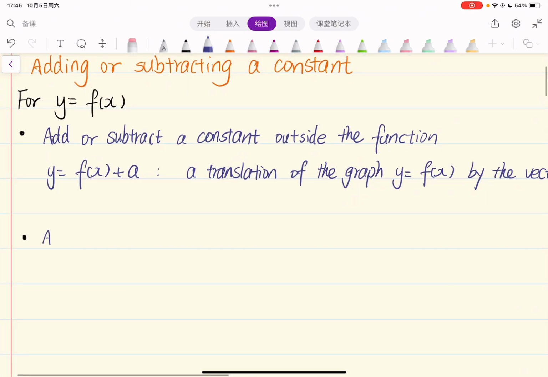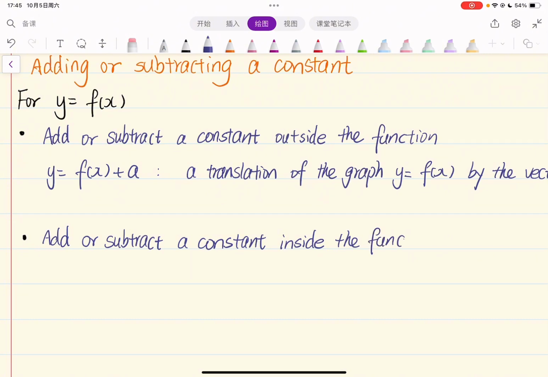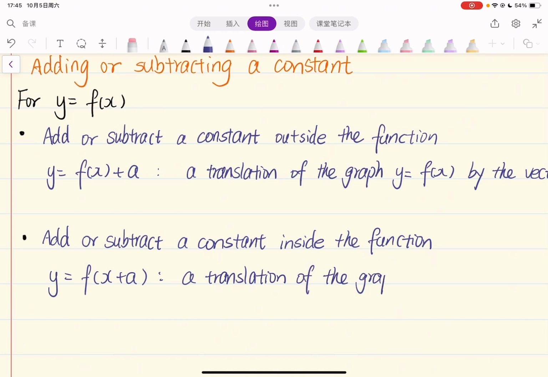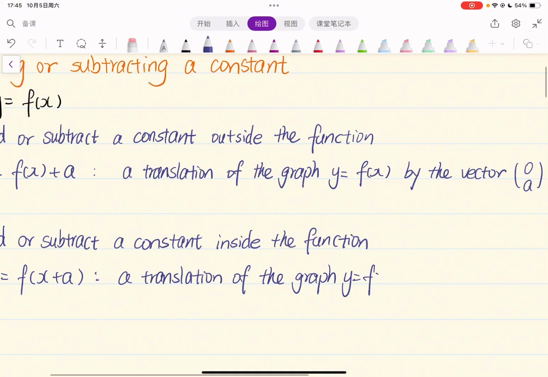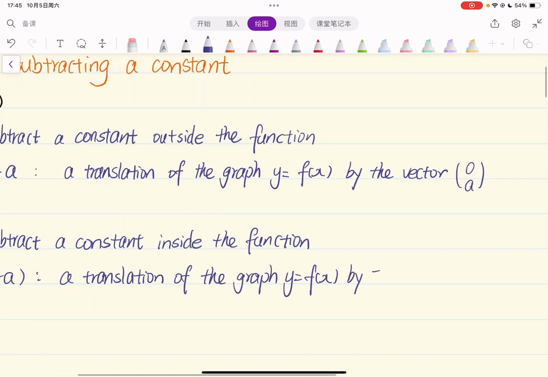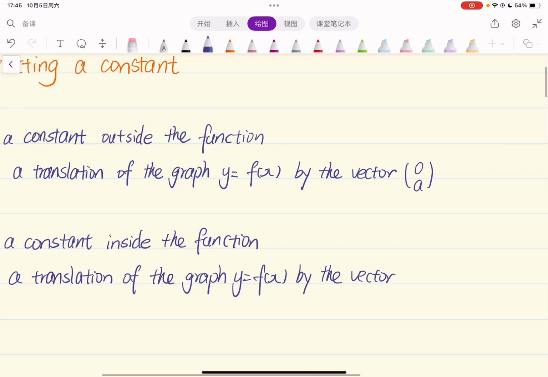If we add or subtract a constant inside the function, which means y equals f(x plus a), it is a translation of the graph y equals f(x) by the vector (minus a, 0).